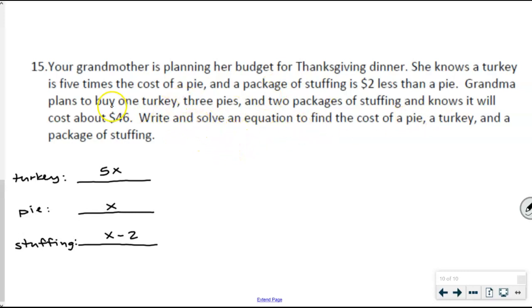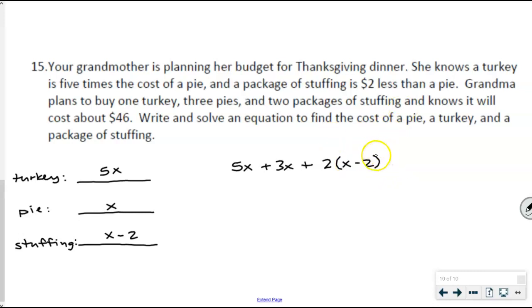What did Grandma buy? Grandma's going to buy 1 turkey, so that's going to be 1 group of 5X, or just simply 5X. What else is Grandma buying? 3 pies. That's 3 groups of X, so just plus 3X. And she's buying 2 packages of stuffing. So plus what? Just 2x. Try again. Close. 2 groups of x minus 2. We need to be careful and make sure we're putting that x minus 2 in a group.